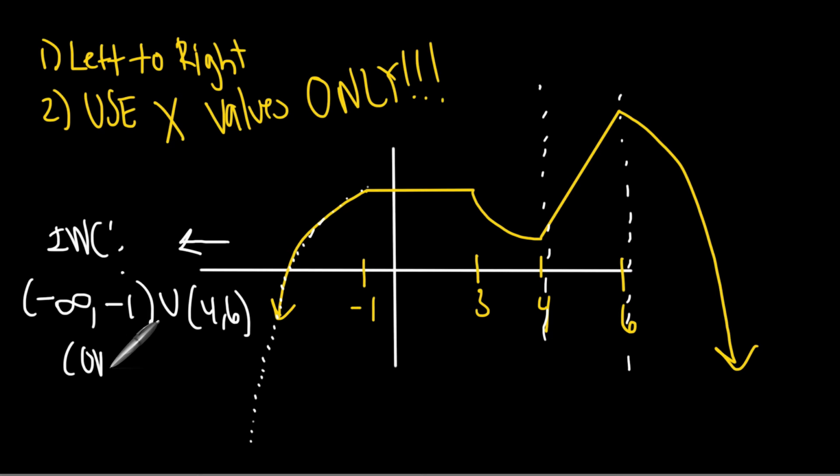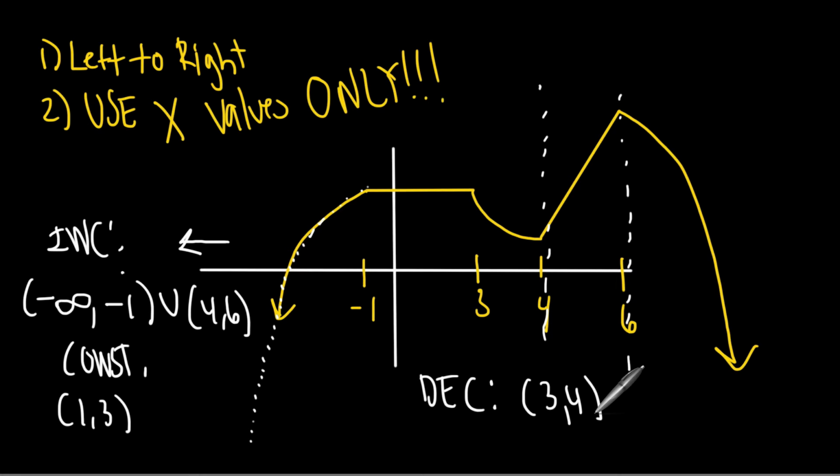And it's constant between 1 and 3. So we'll say 1 and 3. And then it's decreasing between x's 3 and 4. So 3 and 4. And we'll use parentheses for all this. And then in union with, it's increasing now, but it starts to decrease when x is 6. Now watch this. It continues to decrease as x moves towards positive infinity.